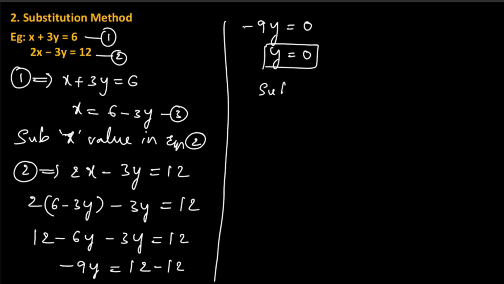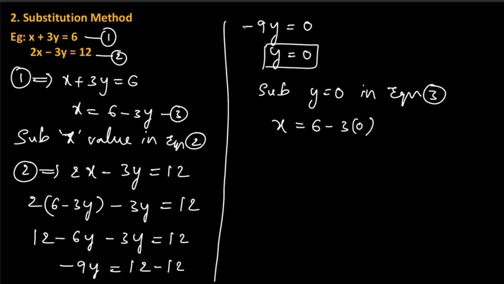Now substitute y is equal to 0 in equation 3. You will get the x value. X is equal to 6 minus 3 into 0. X is equal to 6. So what is the y and x value? It is having a single solution. X is equal to 6 and y is equal to 0.